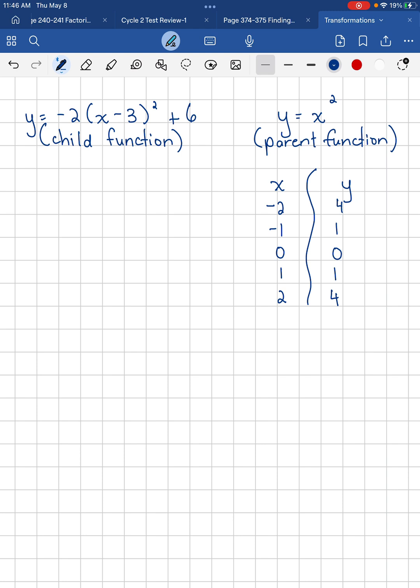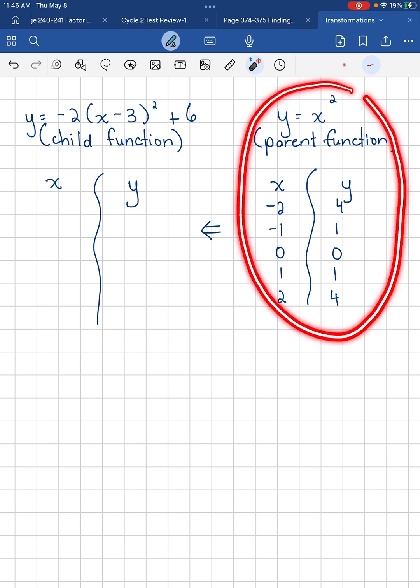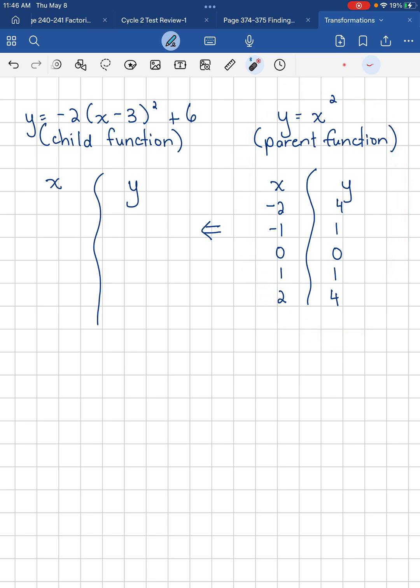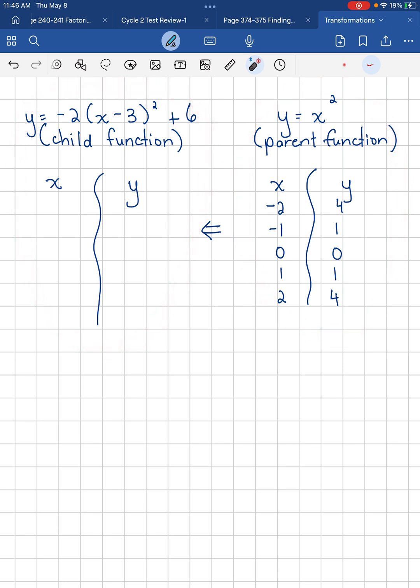Now, we're going to transform that into the child function. So we have x values. Please notice that I write the table of values for y equals x squared with the equation on top, and I write the table for the transformed child function with the equation on top for that one as well. So they're very well labeled. You know what is what.